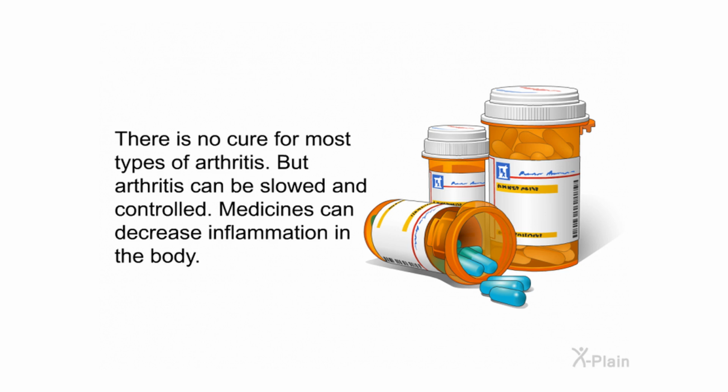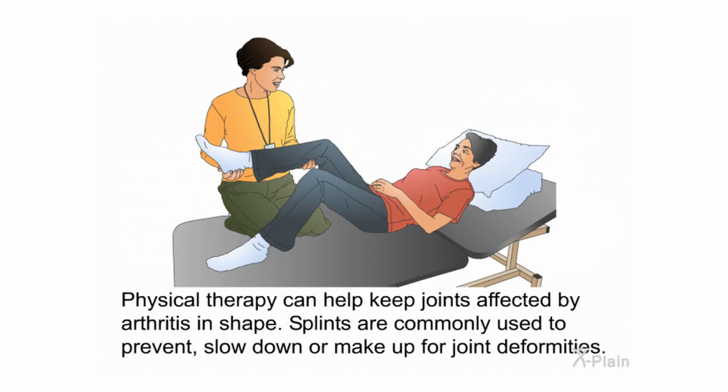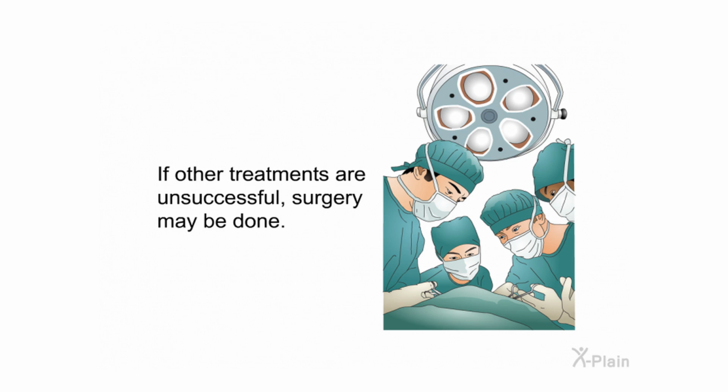There is no cure for most types of arthritis, but arthritis can be slowed and controlled. Medicines can decrease inflammation in the body. Physical therapy can help keep joints affected by arthritis in shape. Splints are commonly used to prevent, slow down, or make up for joint deformities. If other treatments are unsuccessful, surgery may be done.